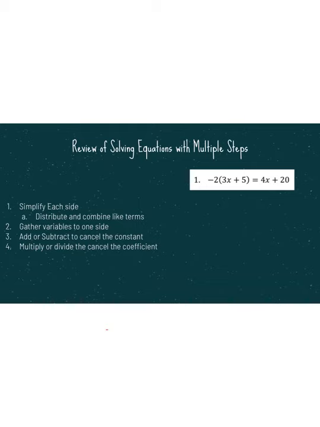Okay, so when we did that, we started by drawing a line on our equal sign. And then right away I see I have a -2, and that has to be distributed into both of those. So -2 times 3 is going to give me a -6x. And then a -2 times 5 is going to give me a -10. Okay, and that's going to be equal to 4x plus 20. Those are going to stay the same.